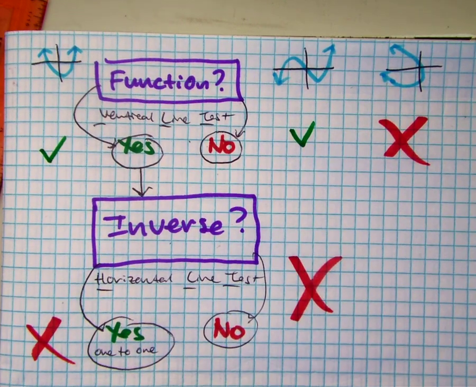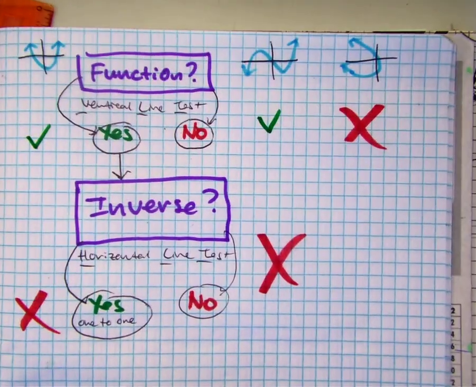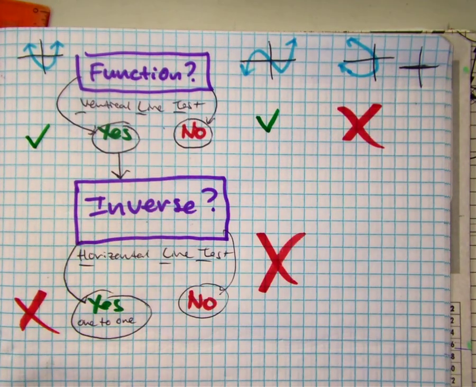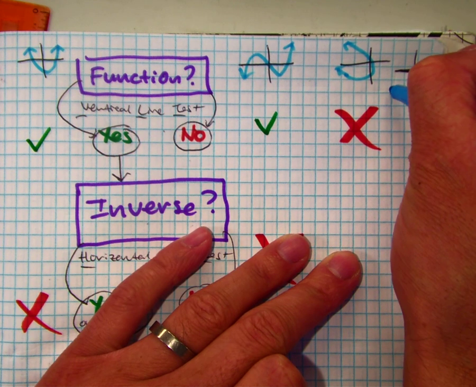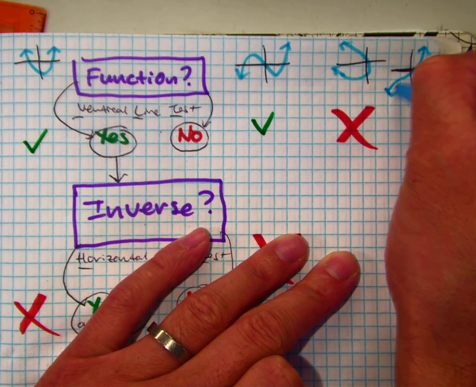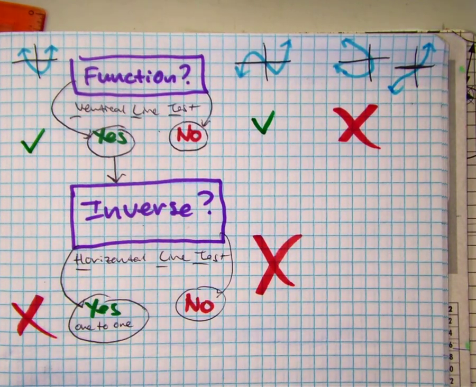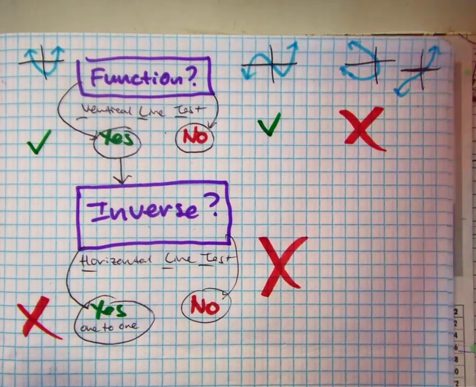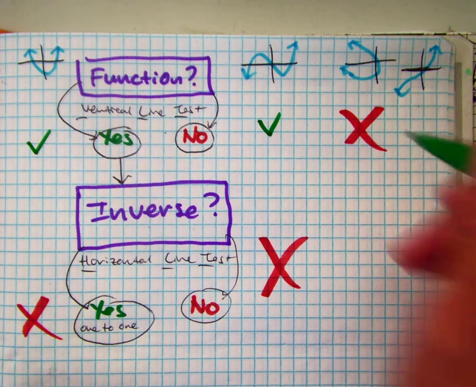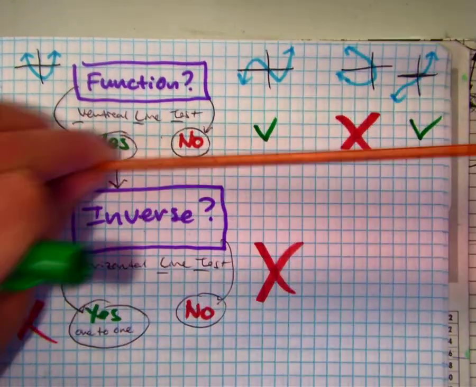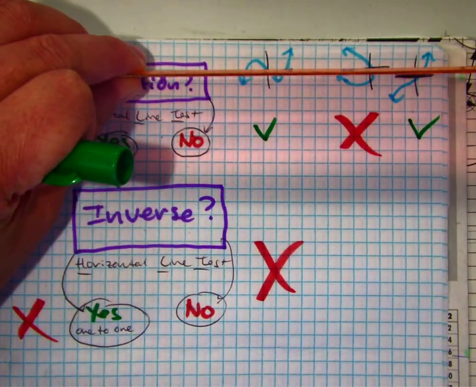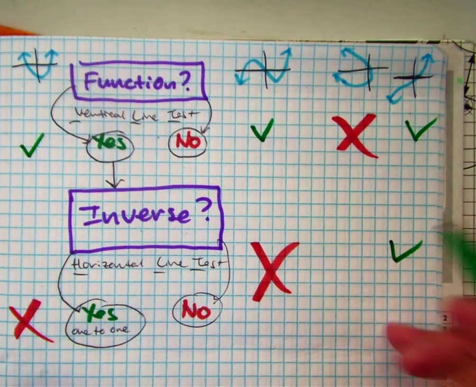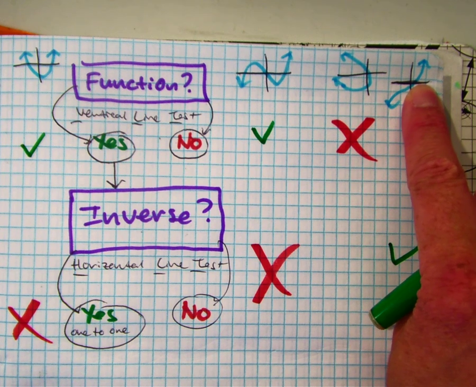Let's put it down here. Can I fit it? Let's try to fit it here. Class, is this a function? Yes. Function. How about horizontal line test? Yes. Passes, right? So this is an example of a function in which we can actually take the inverse of.